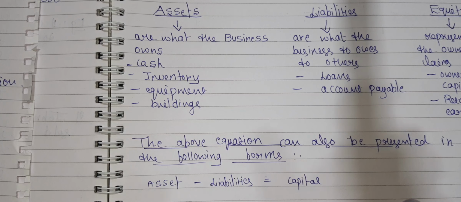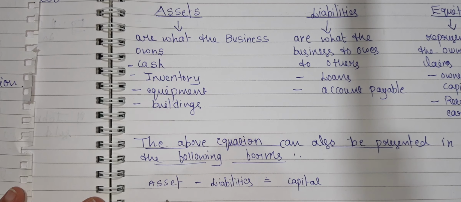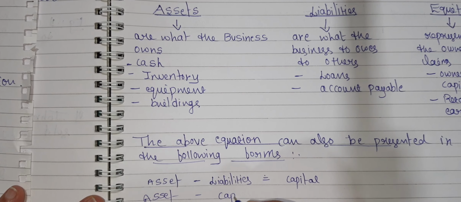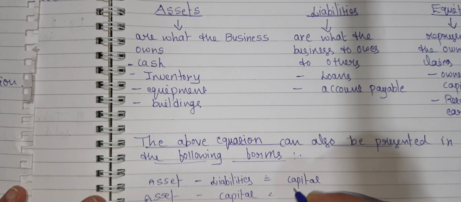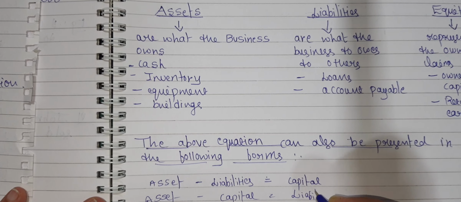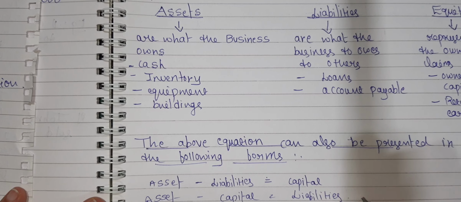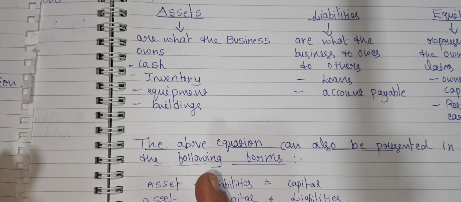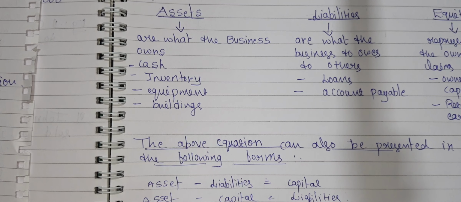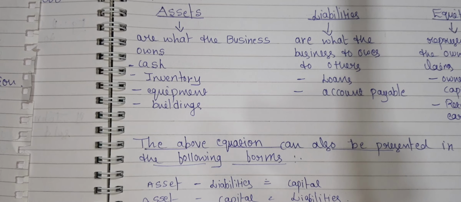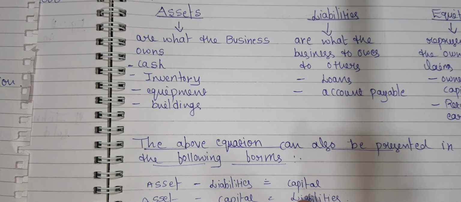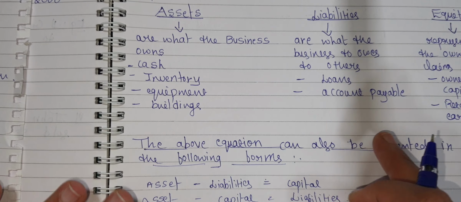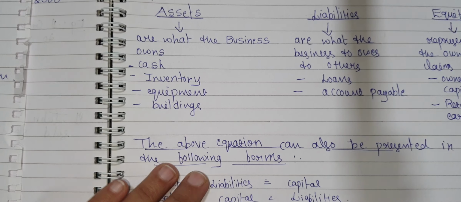So in order to find the liabilities, what do we have to do? Assets minus capital equals liabilities. These equations are helpful for determining missing figures of capital and liabilities. In this way we can use the accounting equation to find the missing figures of capital and liabilities. Now we will understand this concept clearly through one example.